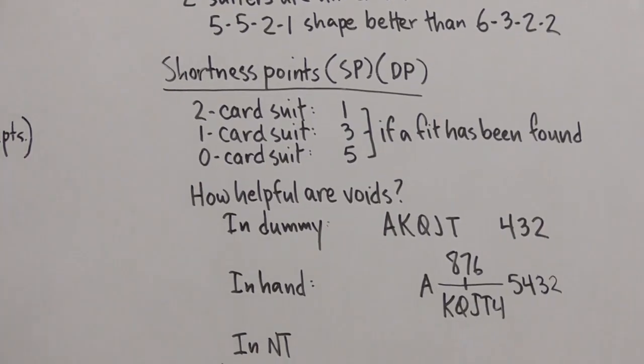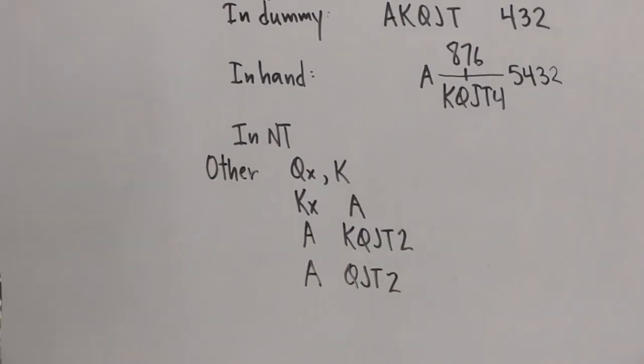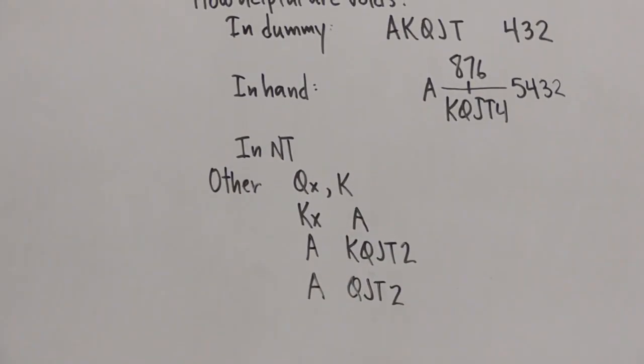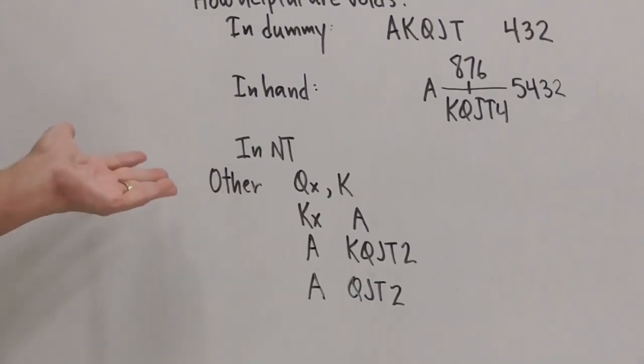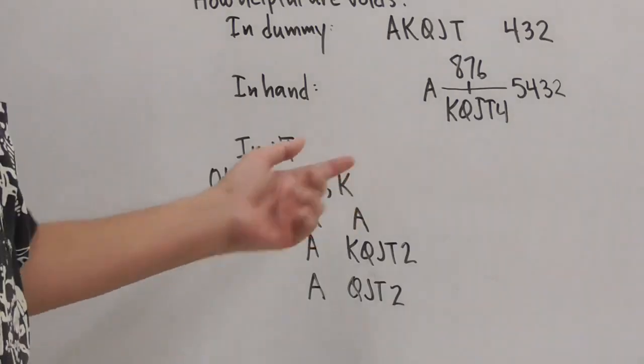In no trump, as I mentioned, voids are never a help. How can they be? You can't possibly win a trick with a void in no trump. Now let's look at a few other situations where shortness might be a liability rather than an asset. Suppose you have a suit that's queen doubleton. That queen might not be as valuable as a queen that's protected, a queen third, or a singleton king.